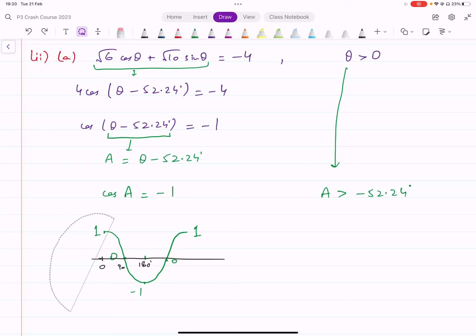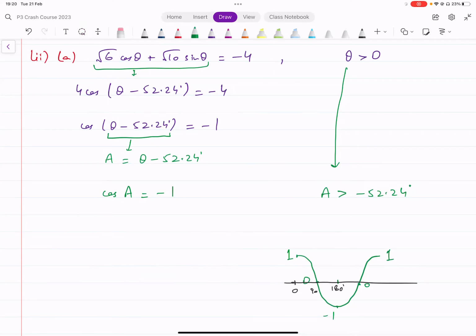So either you just write it using the graph. You could say A equals 180. You can just remember in your head that the graph looks like this. You know that at 180, the value of cos is going to be minus 1.